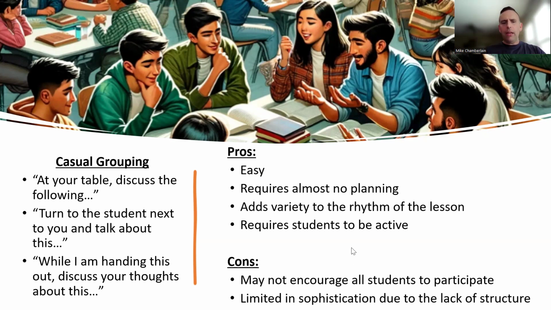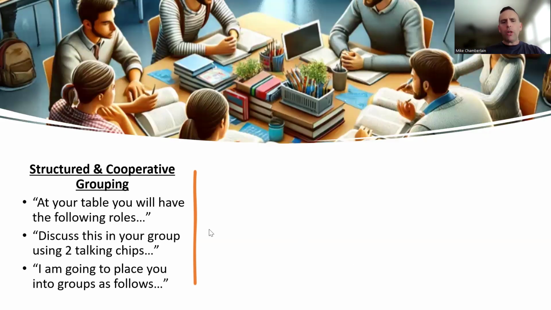So let's take a look at the second level, which is structured and cooperative grouping. These are some prompts you could use for that. Okay, at your table, you will have the following roles. And then you assign roles to each of the members. Like, okay, you're going to be the presenter, you're going to be the note taker, and you're going to be the reader, and everybody can have a title or a task that they're responsible for in each group.